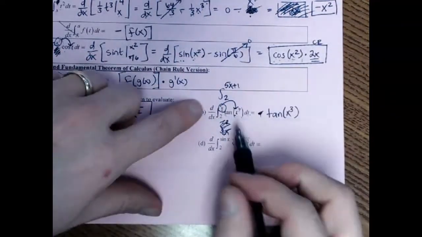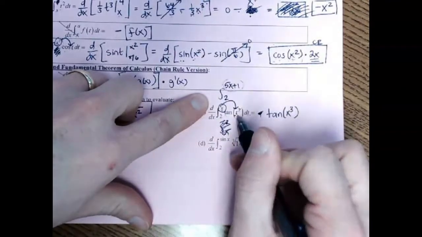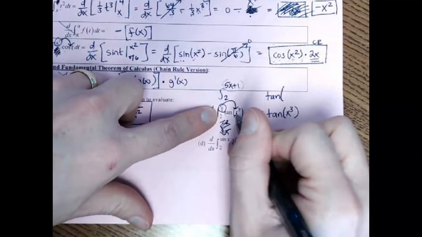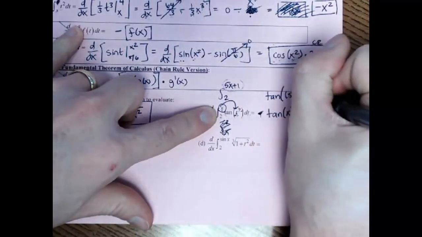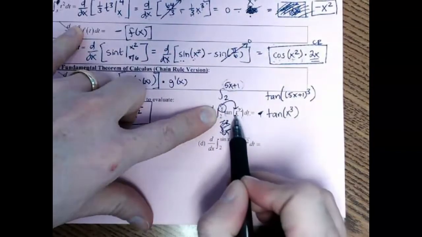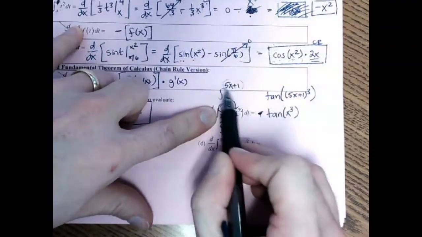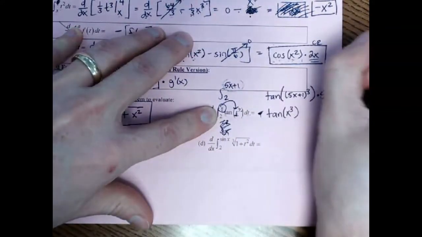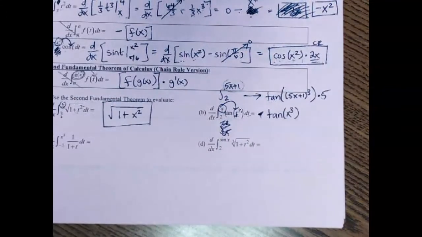Then what I would have done is I would have taken this and plugged it in for t. So I would have had tangent of, instead of t cubed, 5x plus 1 cubed, right? Whatever this part is, I would plug it in for the variable t, but then I would need to do chain rule. The derivative of this piece would be 5, so then I would just write times 5. Okay, so if you have to do chain rule, that's fine.